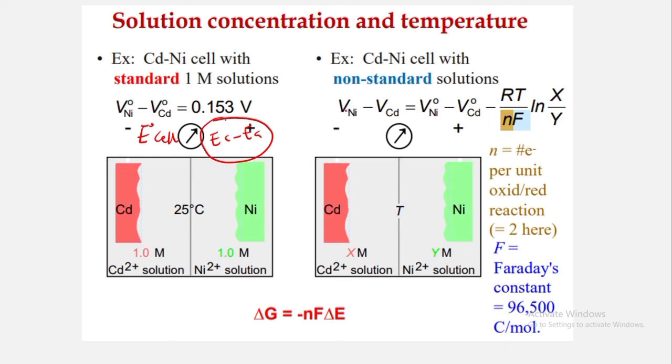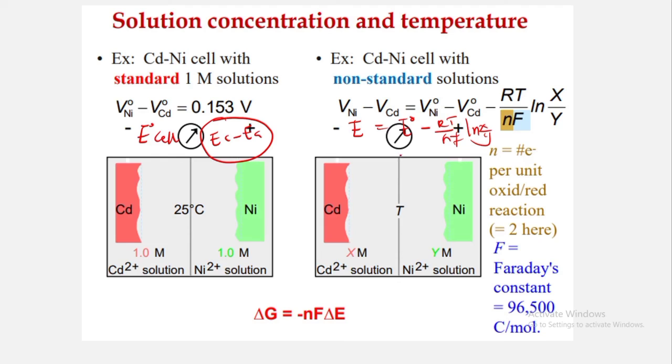But at non-standard state, that's where you're going to use the Nernst equation. E is equal to E naught minus RT over nF ln X over Y. I hope you know that we proved that. At non-standard state, they have different concentration and temperature, but at standard state, it's the same concentration, which is 1 molar solution, and the same temperature. Are you getting it?